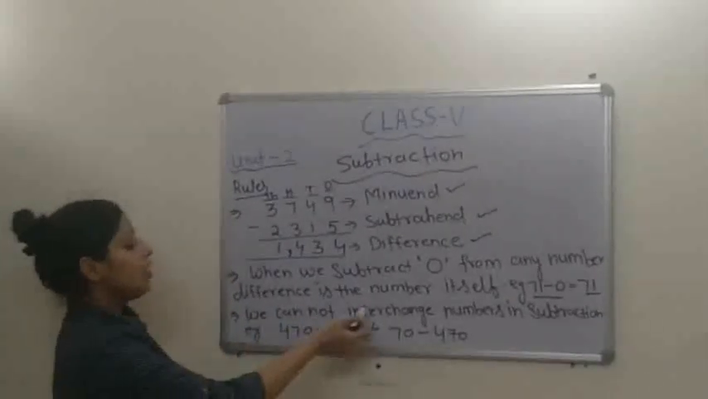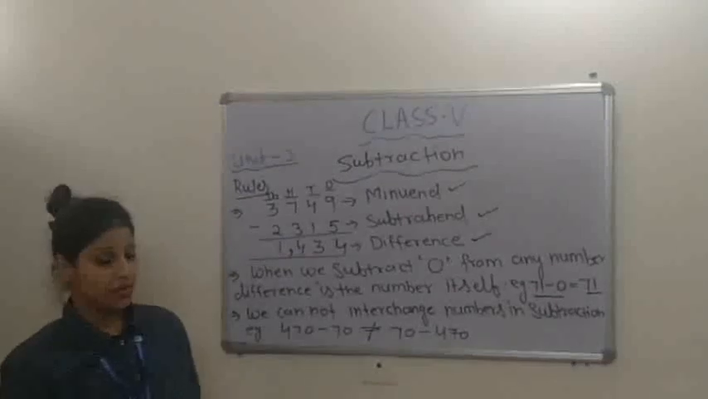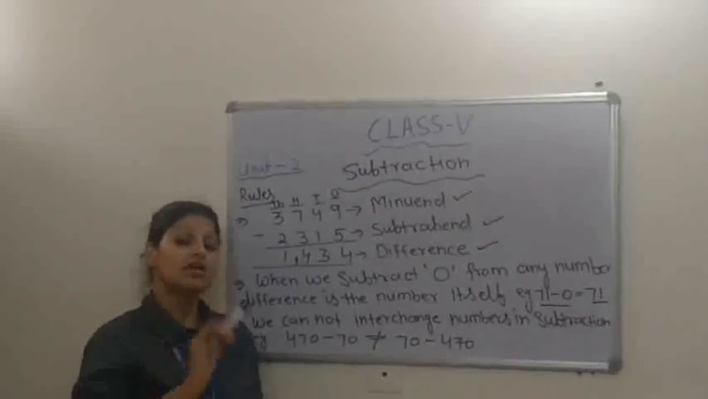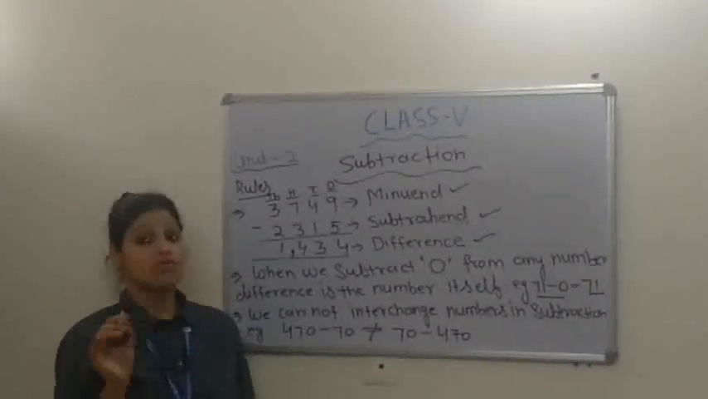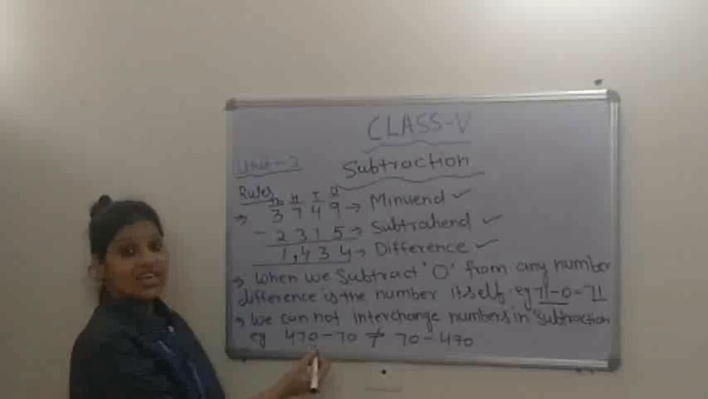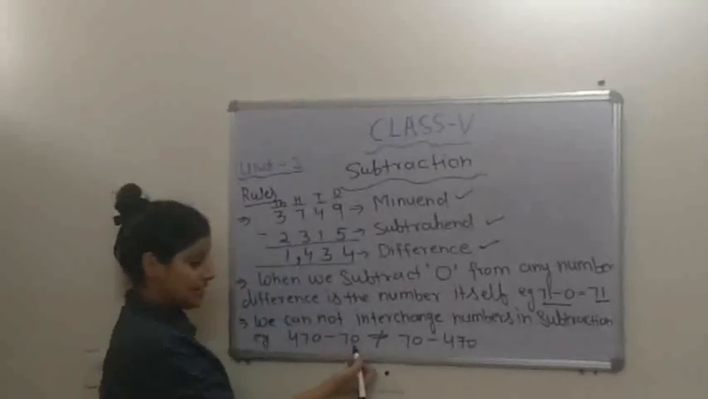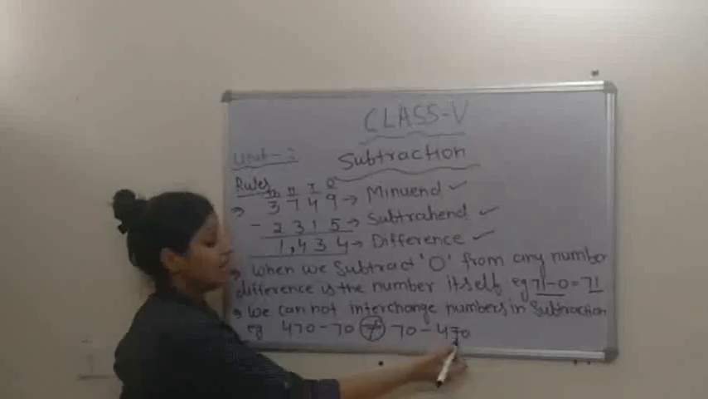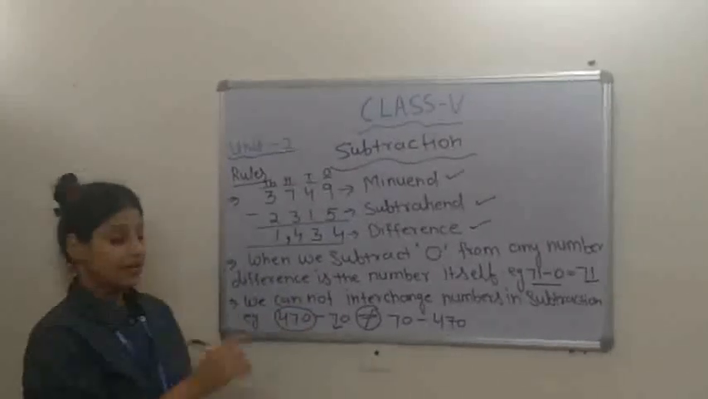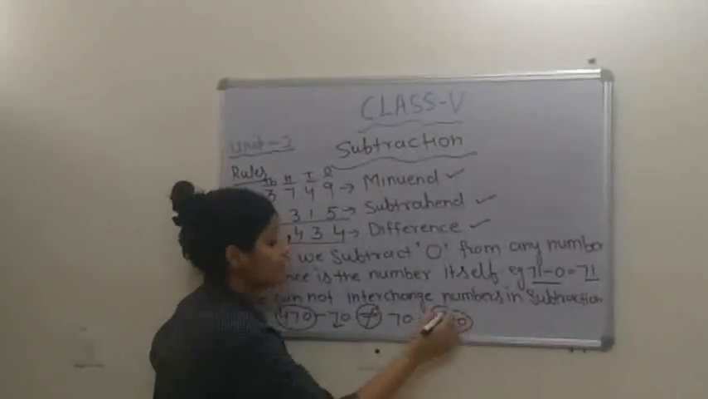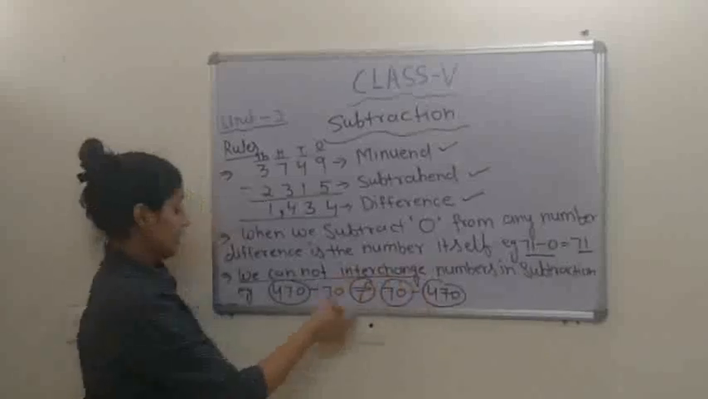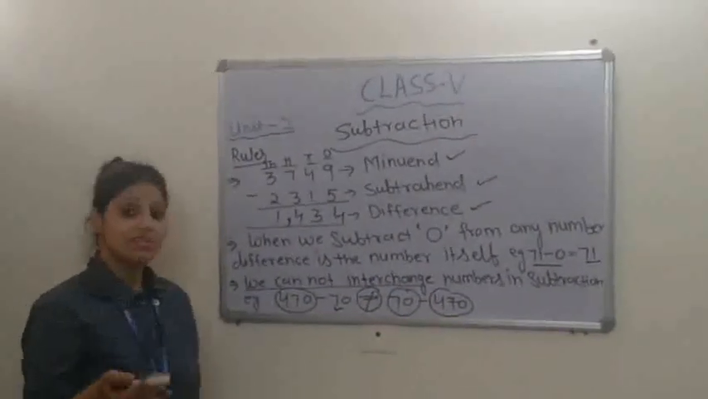The next rule says, we cannot interchange numbers in subtraction. That's very true. In addition, we can do that, but in subtraction, we cannot. Because in addition, 4 plus 5 equals 5 plus 4 equals 9. But here I am taking an example, 470 minus 70 is not at all equal to 70 minus 470. You can subtract the smaller number from the bigger number, but you cannot subtract 470 from 70. So here we should not do like this. So, we cannot interchange numbers in subtraction.